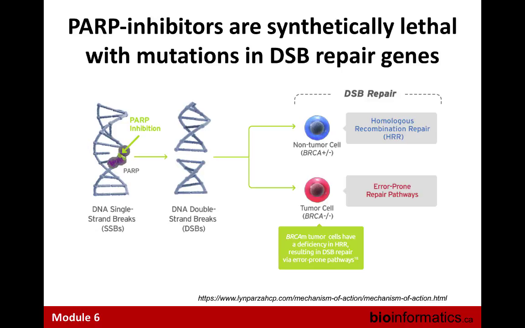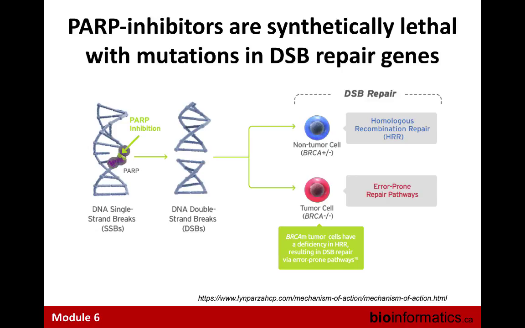Normal healthy cells survive inhibition of PARP because they have intact BRCA1 and 2 proteins that are involved in the repair of double-stranded breaks. And that's done through the homologous recombination repair pathway. But in the subset of tumors where these genes are mutated, like breast cancers which are BRCA1 and 2 mutated, double-stranded breaks cannot be efficiently repaired. So they accumulate in increasing numbers and lead to the death of these cells. These two events, BRCA1 mutations and PARP inhibition, are considered synthetically lethal to one another. Each individual event can be tolerated, but together they cause cell death.